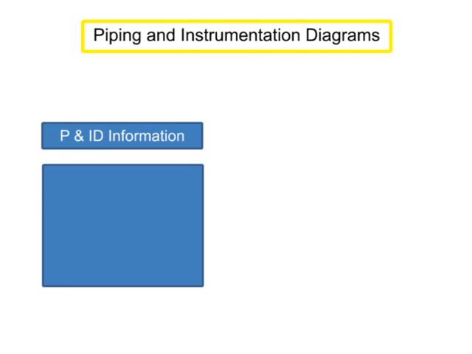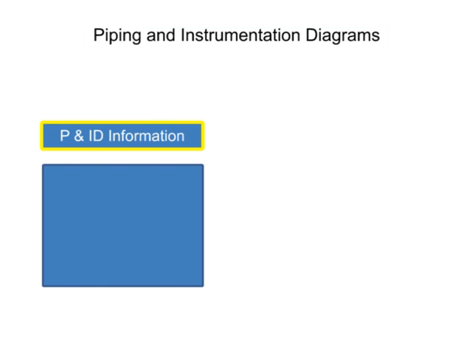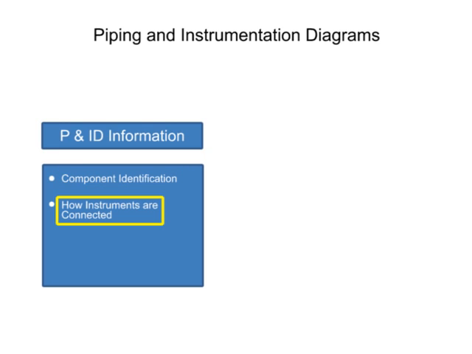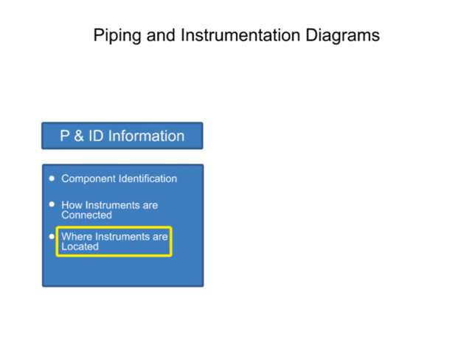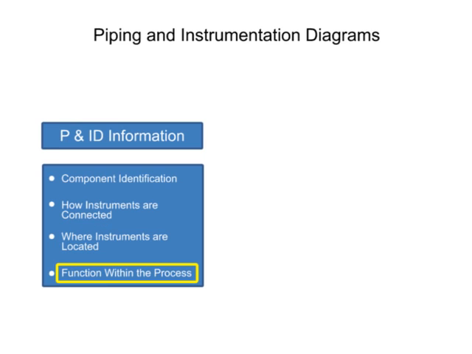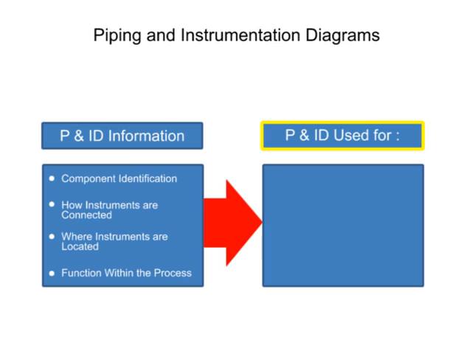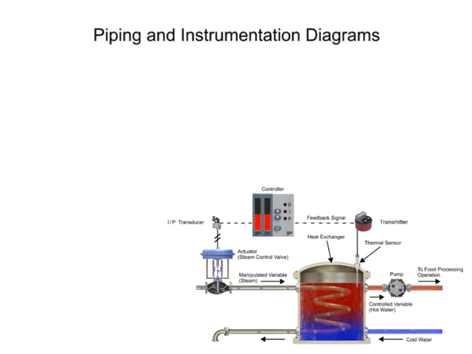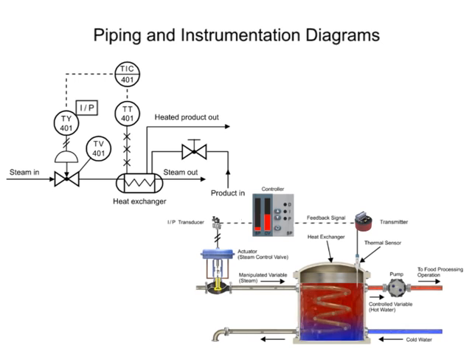Piping and instrumentation diagrams provide information that include component identification, how instruments are connected, where instruments are located, and their function within a process. Comprehension of P&ID diagrams assists technicians when troubleshooting and monitoring specific processes. Comparing a heat exchanger to the piping and instrumentation diagram illustrates the symbol's function within a process.